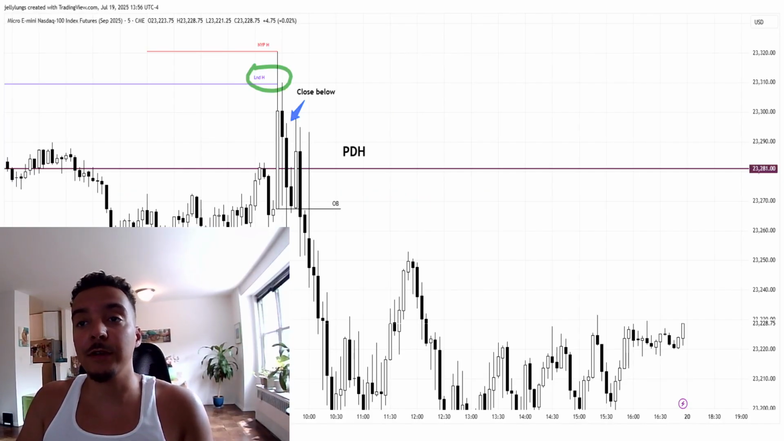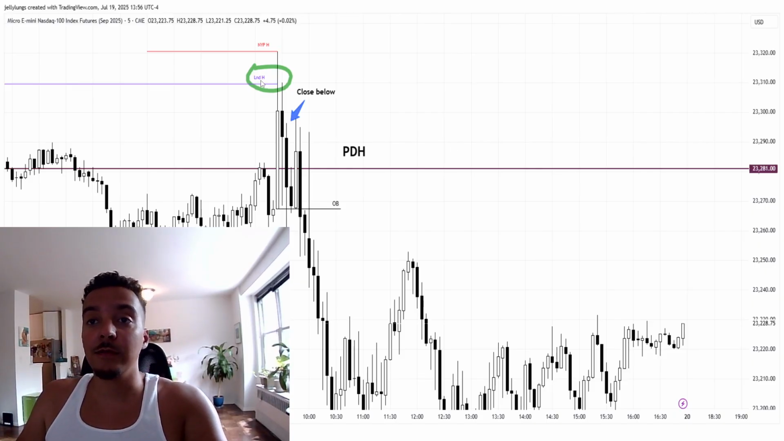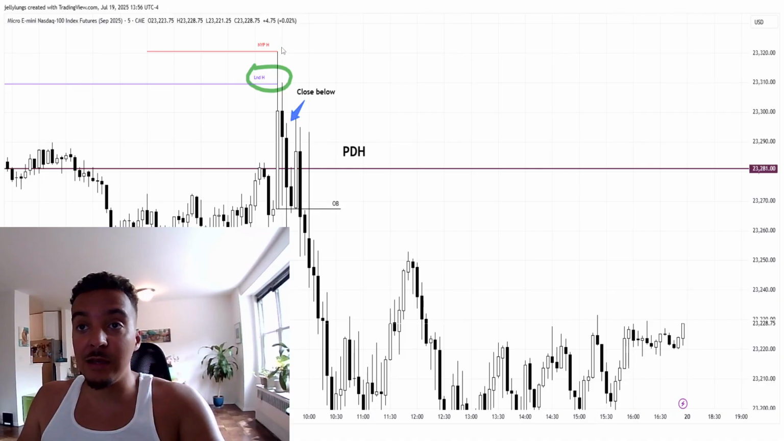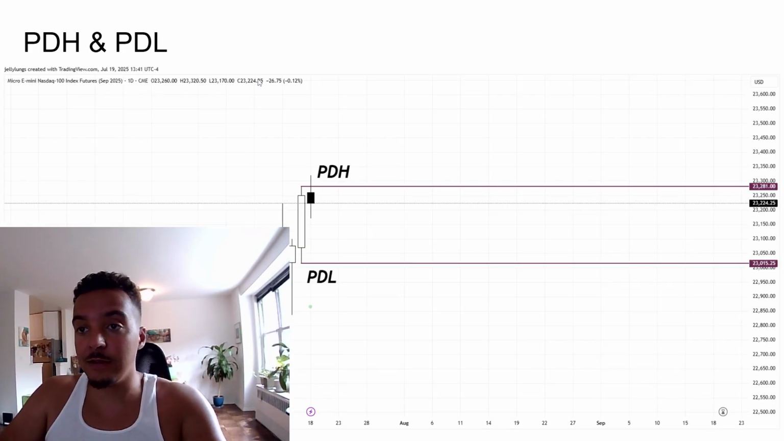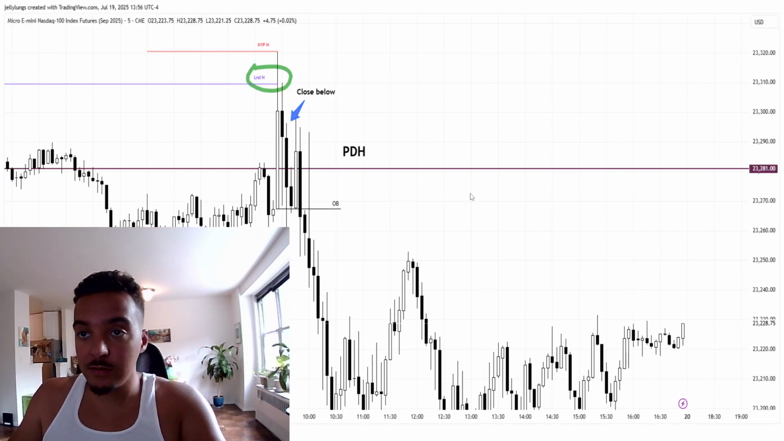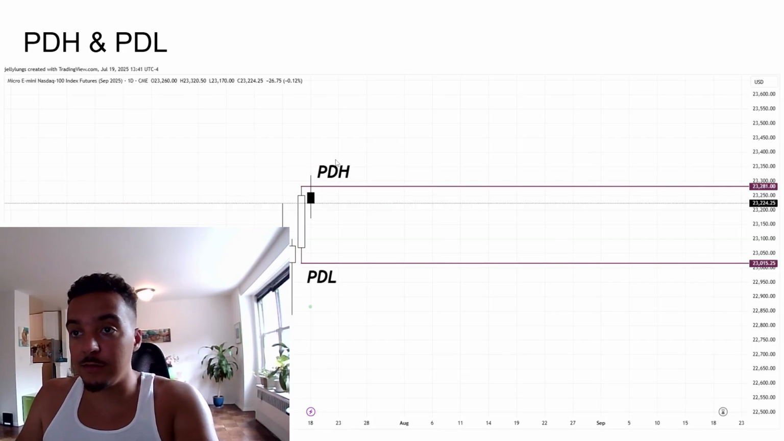So here we have a perfect example, and I told you I'll break it down. I will break it down. So here we have market during New York AM, New York pre, which is 7 o'clock to 9:30. Basically 9:25 it came up, swept London high, so it swept the relatively equal highs right here, swept it right here, and then it's more clear over here. So we swept it, price came down, and we closed below the previous day high right here, this previous day high.